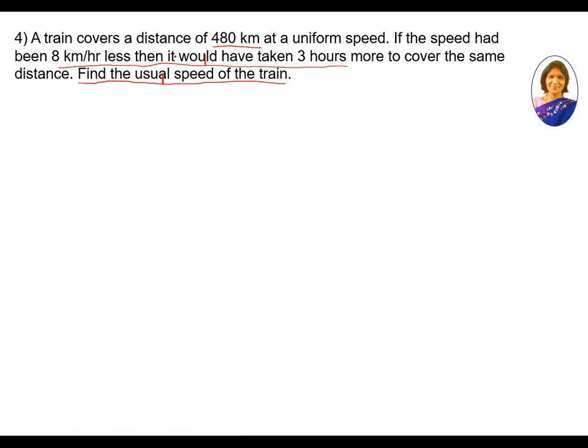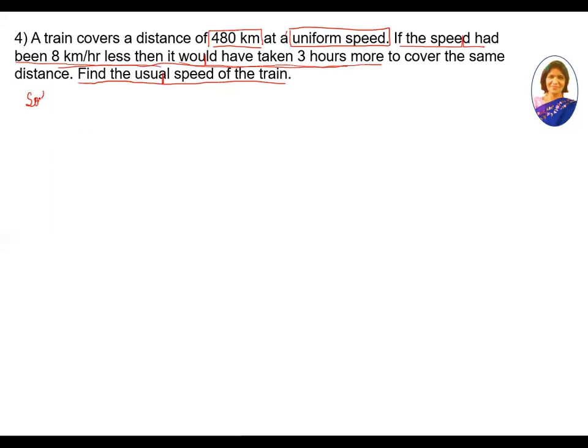The information given is that it is covering a distance of 480 kilometer at a uniform speed, which we have to find out. But other information is also given. If the speed had been 8 kilometer per hour less, then it would even take 3 hours more. So when it will decrease the speed, certainly it will take more time, because time and speed are inversely proportional to each other, but the distance is same. So as we do usually, we'll take the usual speed of the train be x.